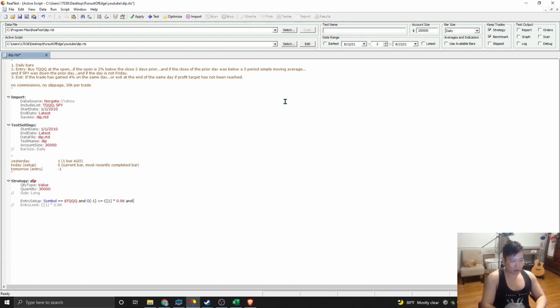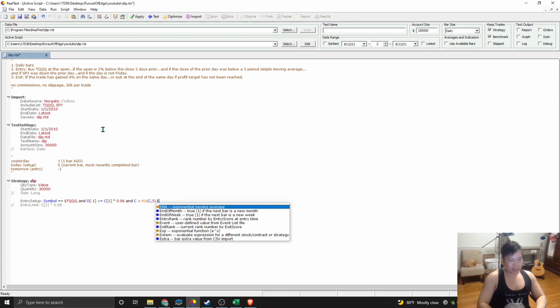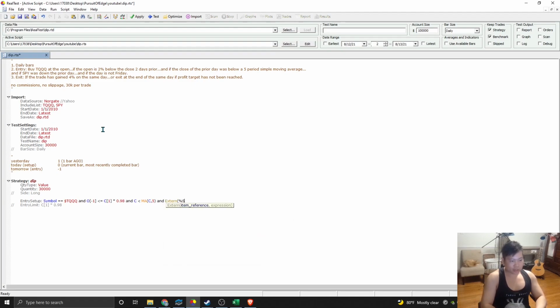Now, and if the close of the prior day was below a 5-period simple moving average. So they're talking about the setup bar, right? Below a 5-period simple moving average, and if SPY was down the prior day. So keep in mind that we're trading TQs here, so now we have to do a check on SPY. We use extern for an external symbol here, and we're checking for a down close or a red candle. And if the day of the week of tomorrow is not Friday, so the 5th day here. All right, and we're going to enter at the open, but this is actually a default, so we can comment that out.